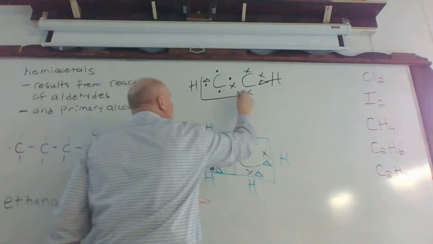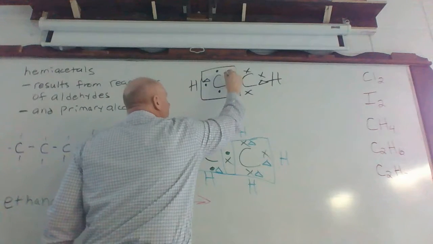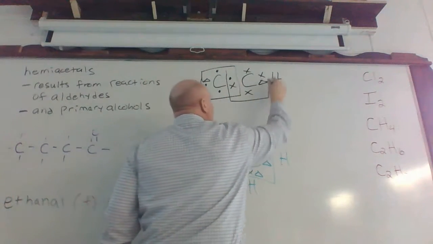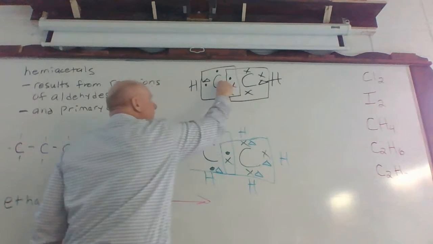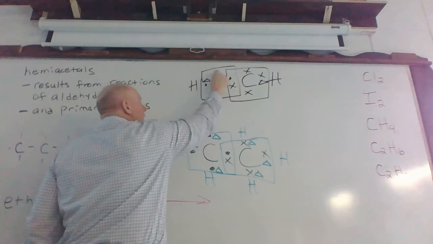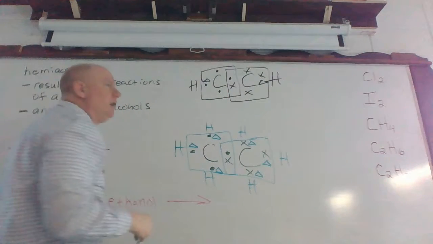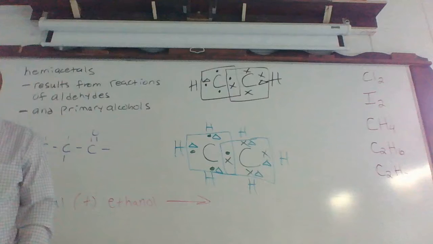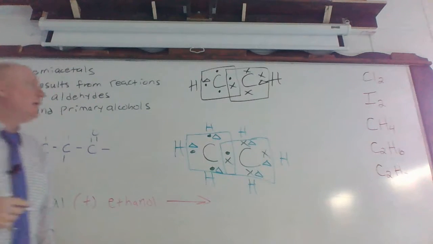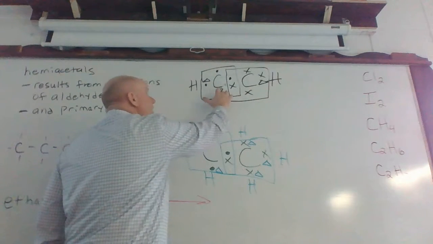Put our boxes around that carbon and around this carbon. How many electrons are inside this box? 1, 2, 3, 4, 5, 6. So a single bond doesn't work, does it? It can't, because it's not satisfying that octet rule.